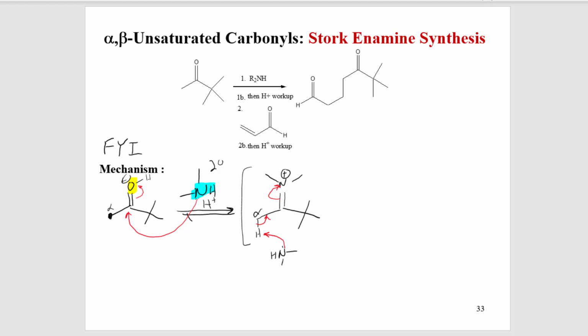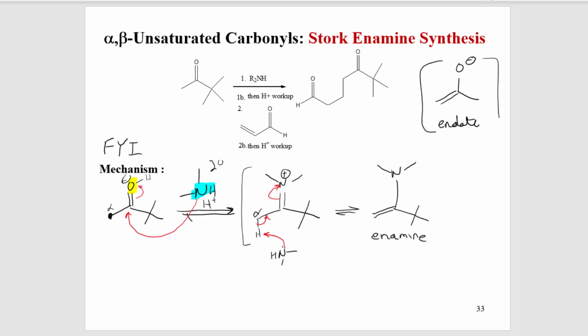See, we were doing this before, but we weren't really talking about it in that same way. And look what we were forming. We're forming an enamine. Enamines are like enolates, but they're stable. So here's an enolate, right? It's an intermediate. Here's an enamine. It's a stable functional group.